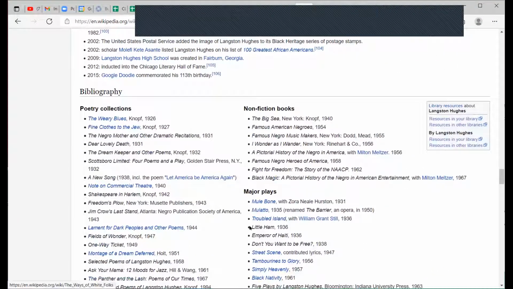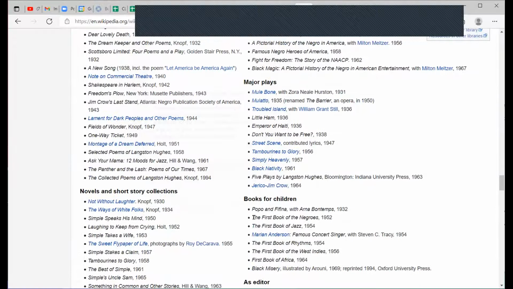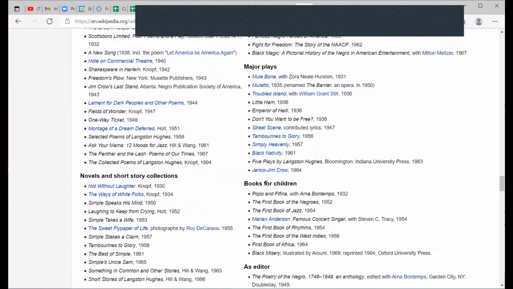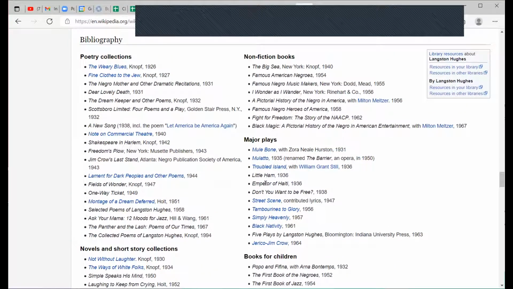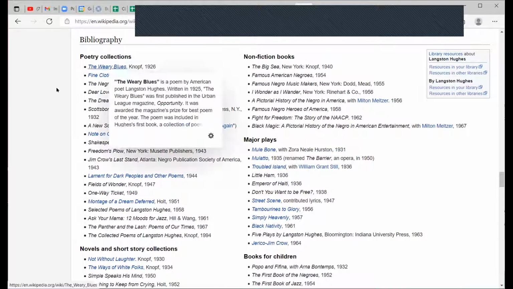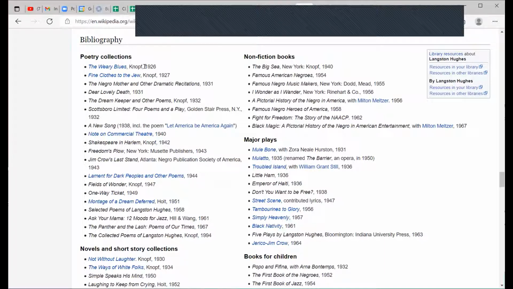And this is his list of novels and short stories. And this is his list of nonfiction. This is his plays. These are his children's books, right? So to me, the message that I get is that Langston Hughes was a writer, not just a poet, but he was also a writer. And so the book that I'm reading, The Weary Blues, was his first book, published in 1926 by Knopf.